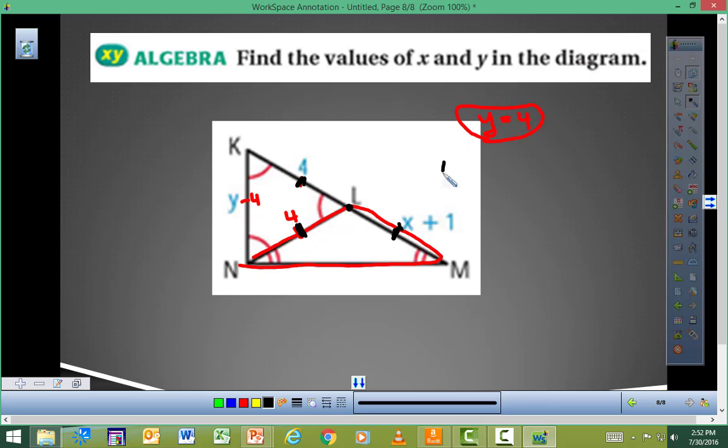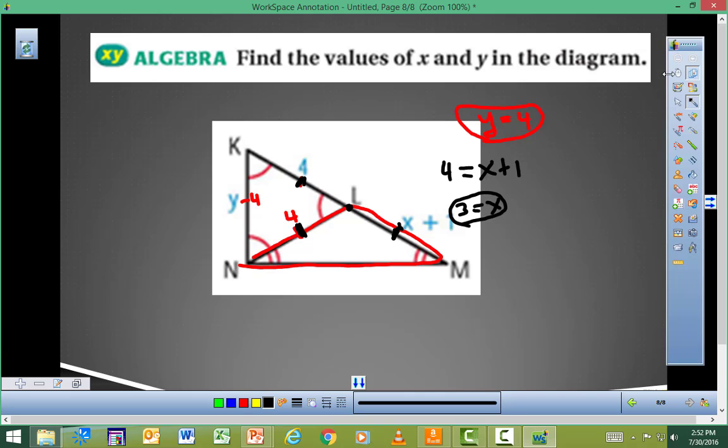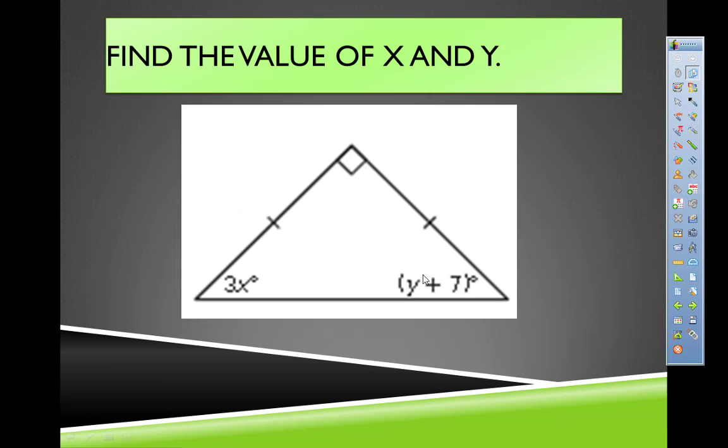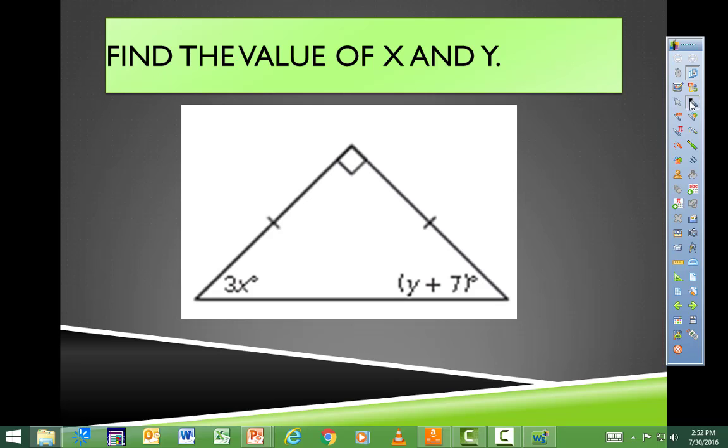So that gives us an equation. 4 is equal to x plus 1. That's pretty easy. Move the 1 across, we get x is equal to 3. Okay, so that's using the idea of isosceles triangles, an equilateral triangle, and so on and so forth. Pretty easy problem, right? Well, here's one for you to try. Might be a little bit harder.